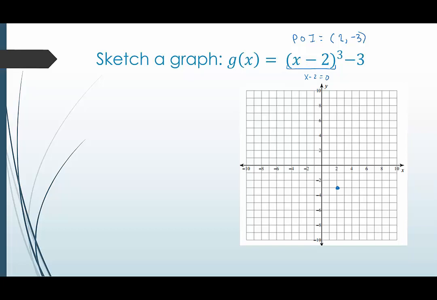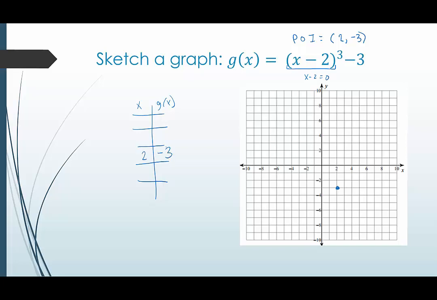Otherwise, there's no changes, right? So if you want to make a table of values, that's fine. If you want to use the parent function, that's fine. I find that using the table of values makes people feel a little more comfortable, but remember, we're going to plug in 5 values here. And what's the middle value going to be? The point of inflection. So we're going to use 2, -3.